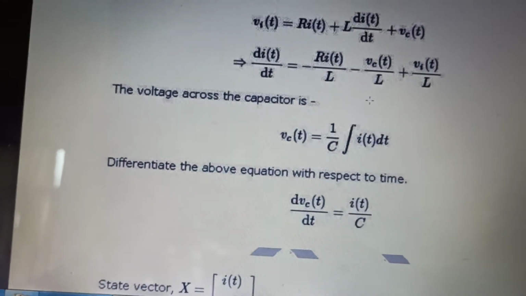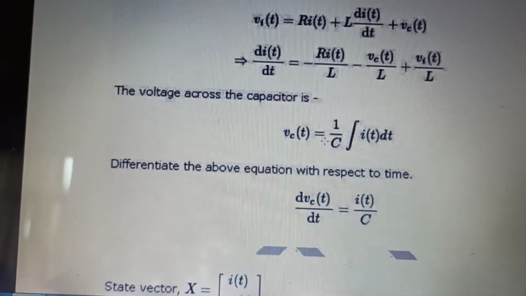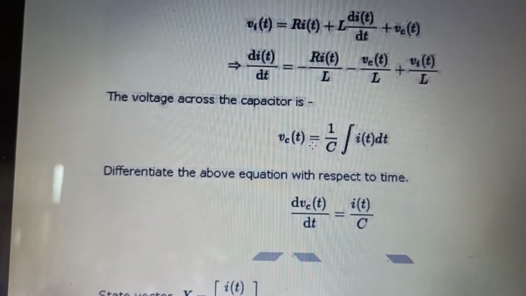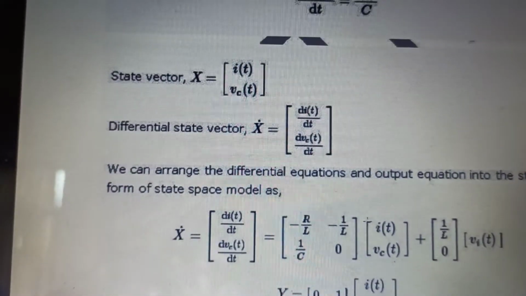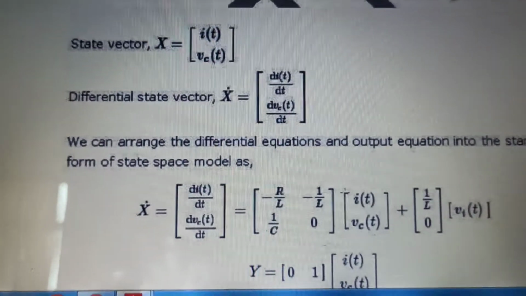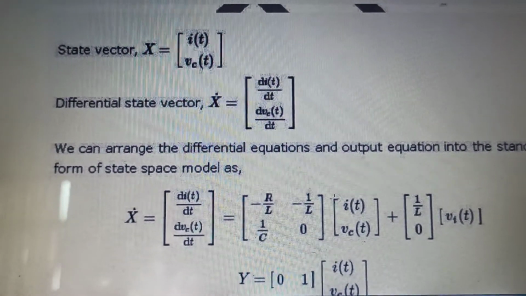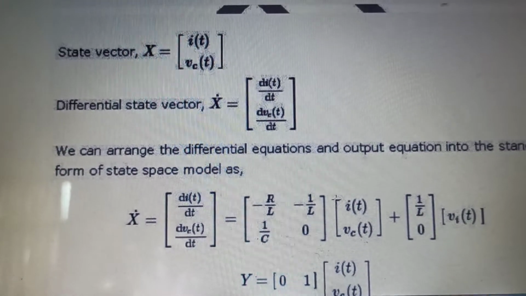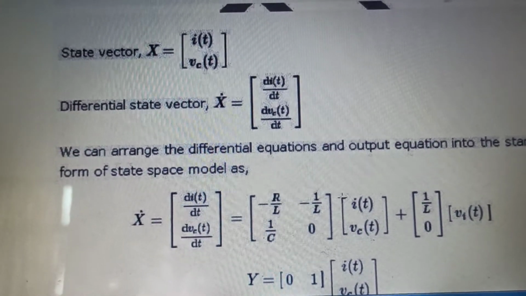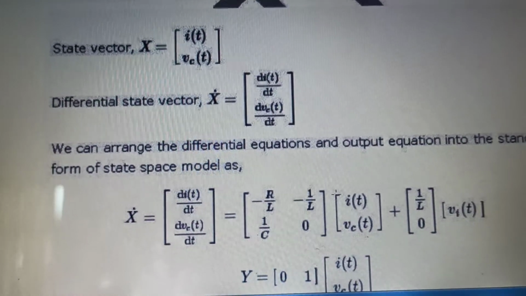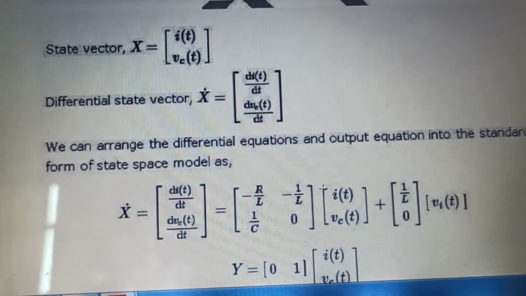Now I will differentiate the above equation, and this differential will lead to dV_C/dt equals i(t)/C. Now what are the state vectors? The state vector are i(t) and V_C(t). Already I had discussed that the inductor current and the capacitor voltage are the state vector. We can easily get a differential state vector, that is x dot equals di/dt, dV_C/dt.